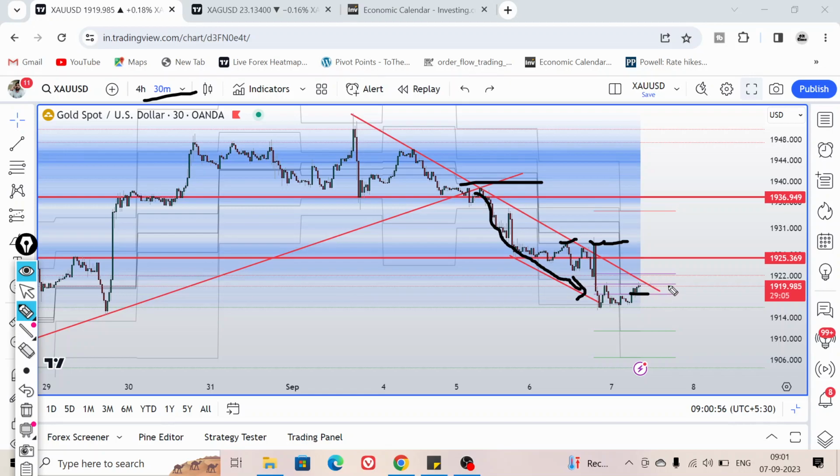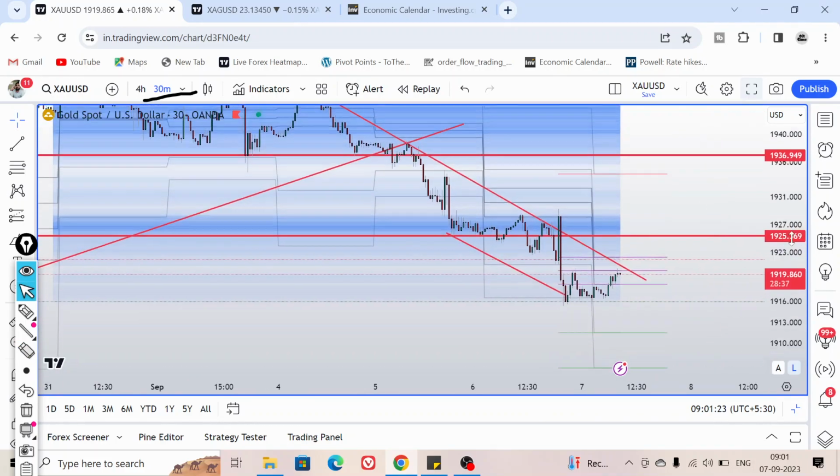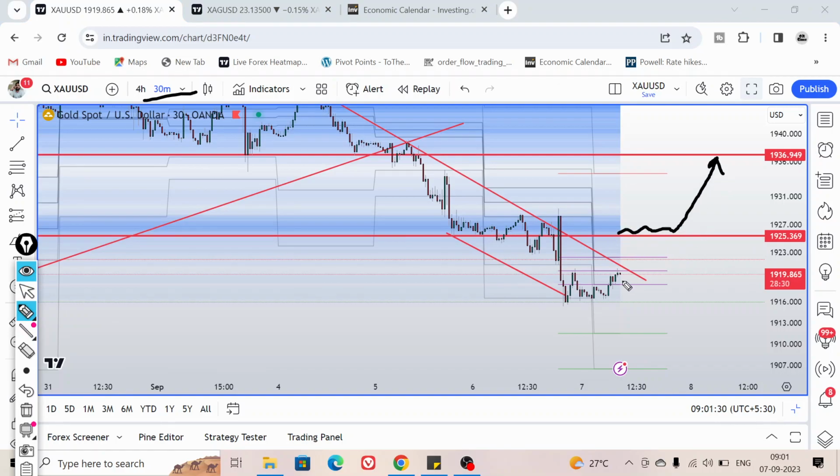So for today, the pivot lies around 1920. We have to wait for it to break above this trend line and this top central area around 1922, then we can look for buy opportunities on an intraday basis. But the immediate resistance is 1925, so for buy, I think we have to wait and let it sustain above 1925, then we can look for the buy opportunities.